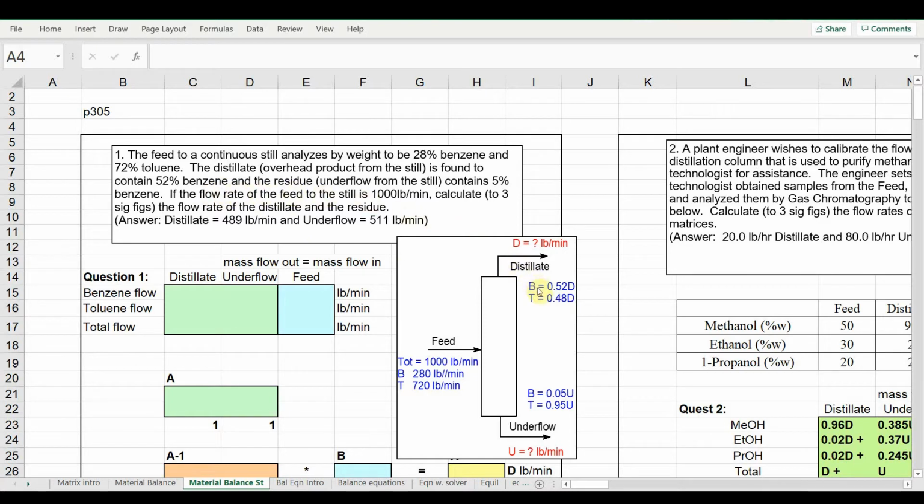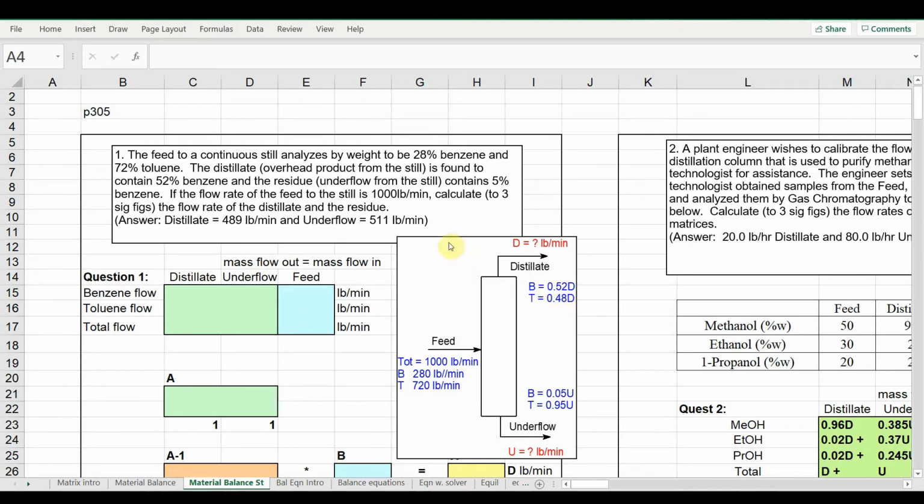So write these percentages as decimals in front of the variable. These decimals are the coefficients of the variables. We can say that the flow rate of benzene in the distillate is 52% of the distillate flow, or 0.52 times D. Similarly, the flow rate of toluene in the distillate is 0.48 times D.